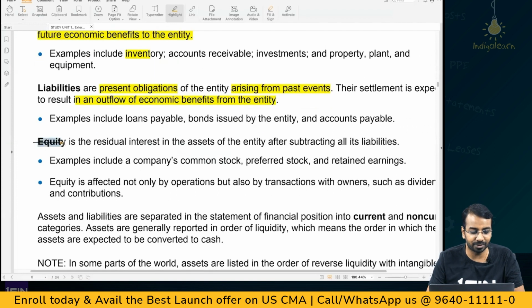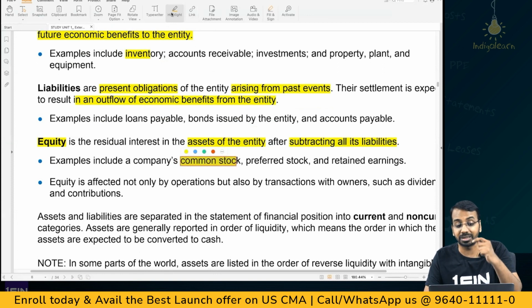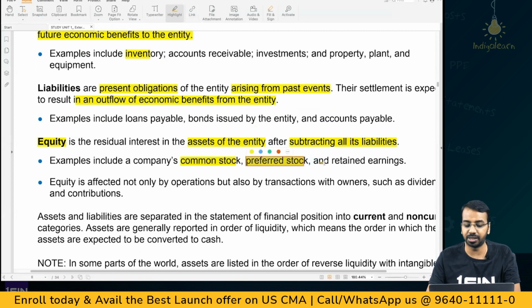Then equity, what we have discussed, is the residual interest in the assets of the entity after subtracting all its liabilities. So equity includes common stock. Please remember, we are doing US GAAP, so the terminologies will be slightly different. Common stock is your equity. Equity shares, what we call in India. Common stock is for US. Preferred stock, the preference shares. Retained earnings, all of us know.